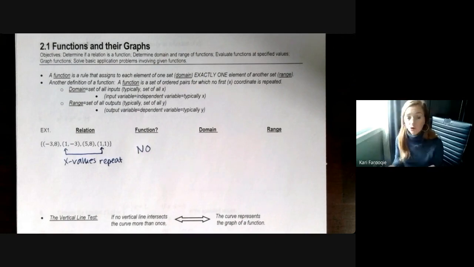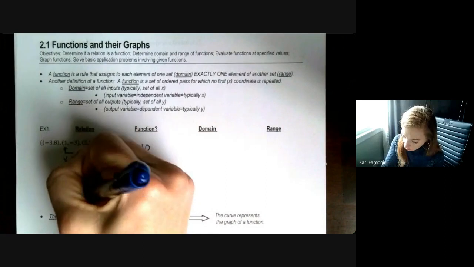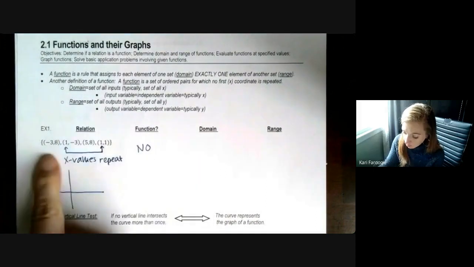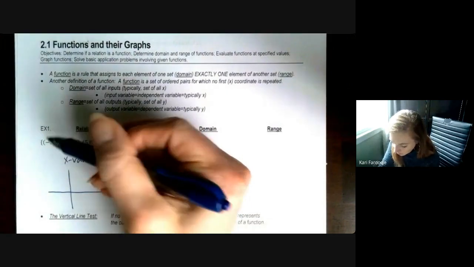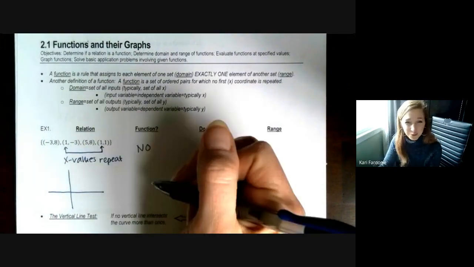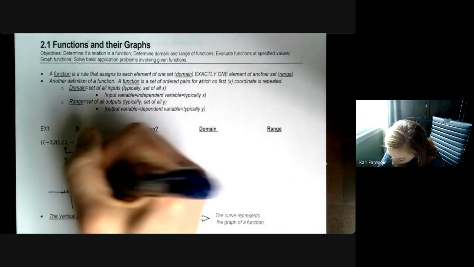We'll talk about the domain and range in a second, but I also want to remind you of something because this is review. Another thing you could do to determine whether your relation is a function is set this up on a coordinate grid and graph these 4 points. So for instance, this point at -3, 8, and we should probably do some review of plotting points anyway, if it's been a while for you.